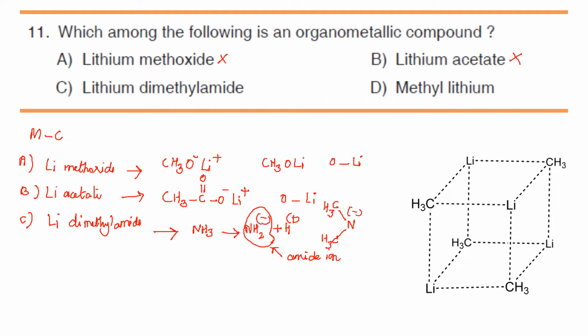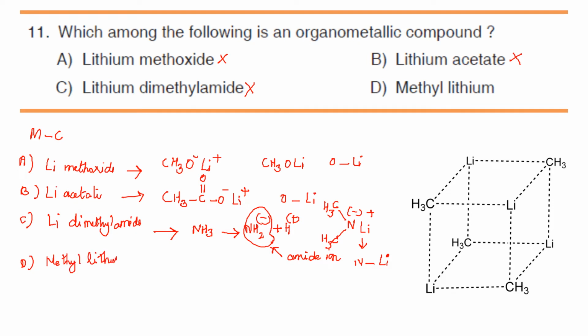That is also a negatively charged ion, so it is balanced by a lithium ion. When you consider this particular compound, it is having a nitrogen lithium bond. Here also you are not having any lithium carbon bond. So you can also rule out this possibility. Now moving on to the last option, which is option D, which is methyl lithium.